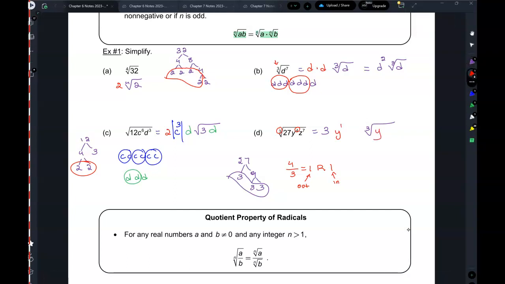Okay, hang on. Now let's do the z. Z, I have a 7 and a 3. So we do 7 divided by 3. That's 2 remainder 1. This many come out, this many stay in. So z squared comes out, 1z stays in. Okay, right?